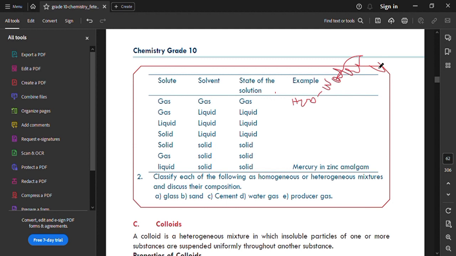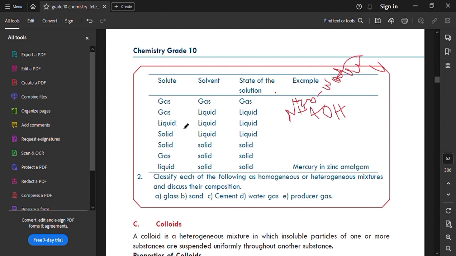And the second type is if our solute is gas and our solvent is liquid and the solution is liquid, the example is ammonium hydroxide, NH4OH. That means if our gas is ammonia and it is dissolved in water, or our liquid is water, to form ammonium hydroxide. Gas-liquid example is NH4OH, or ammonium hydroxide.